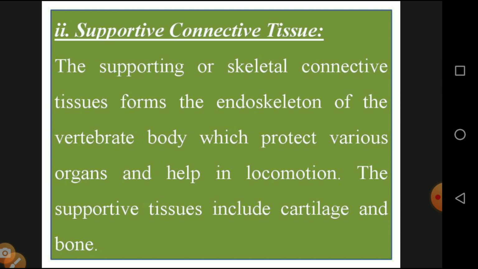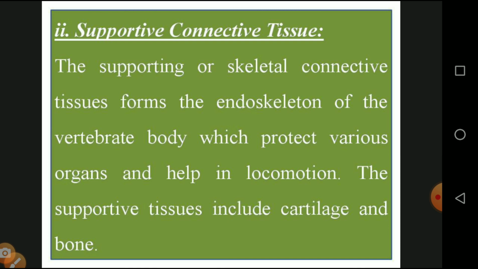Then the support connective tissue is the second type of connective tissue. The supporting or skeletal connective tissue forms the endoskeleton. Exo means outside, endo means inside. We know that there are three layers of our body, ectoderm, endoderm and mesoderm. So the endoskeleton, in the vertebrate body, protects the various organs and helps in locomotion. We are walking and running only by means of the bones, so they are in the form of support connective tissue.